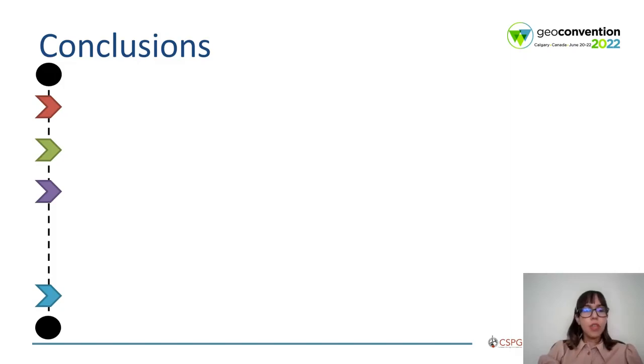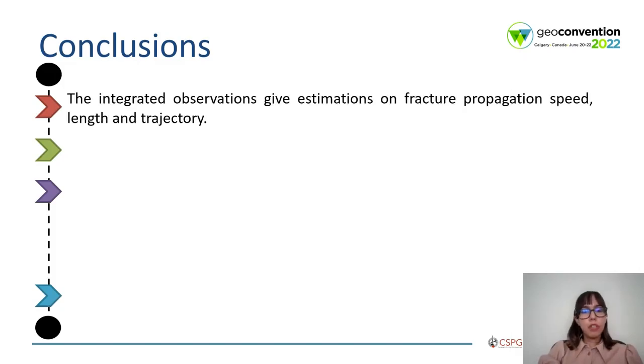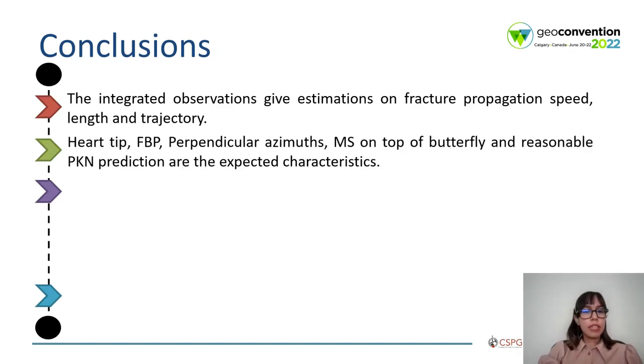Now, to wrap this up, comparing DTS pumping information and microseismicity reveals a lot of information on fracture propagation speed, length, and trajectory, especially when compared with a simple model like PKN. The expected characteristics for this analysis are a heart-shaped tip, a formation breakdown pressure, lack of antenna, perpendicular azimuth, microseismicity on top of DAS, and the PKN gives reasonable parts.